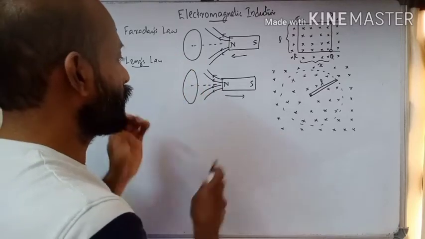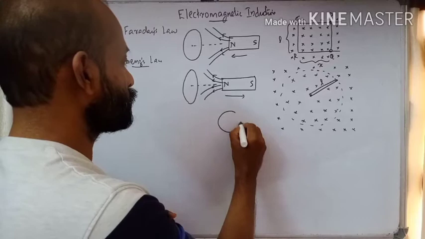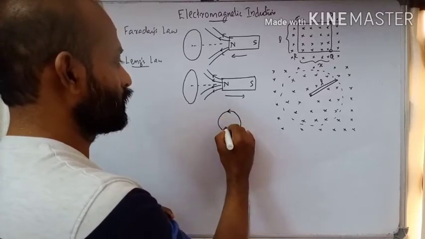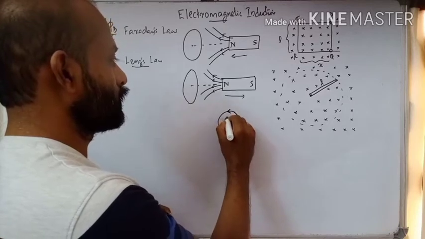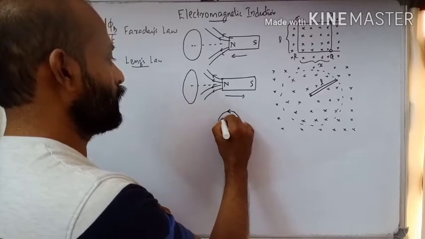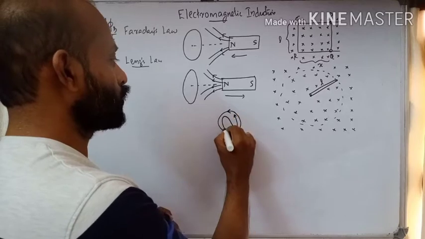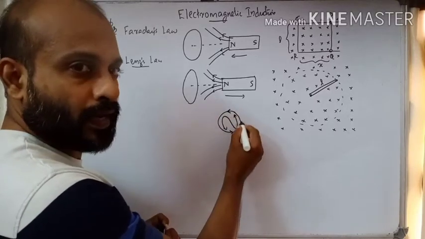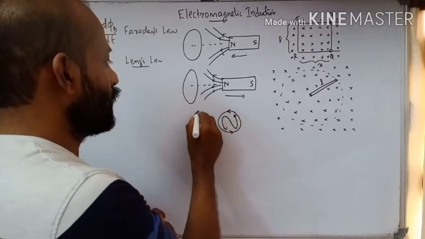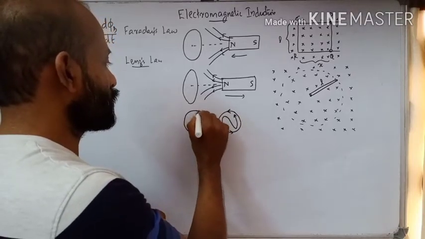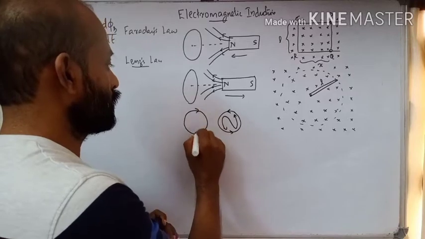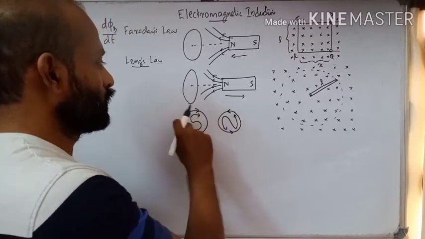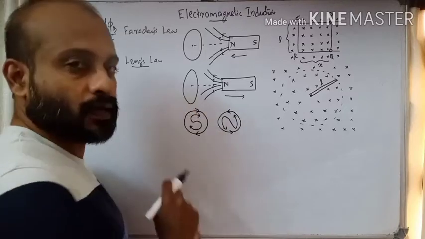See, for a coil we can draw like this. If we have a circular coil and the current is flowing in anti-clockwise direction, we can write like this. This is the north pole. The north pole will make current flow in anti-clockwise direction. If the current is flowing in clockwise direction, this side will be the south pole. So, the south pole is made by clockwise current.